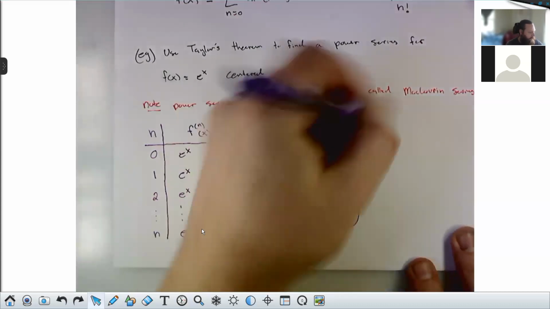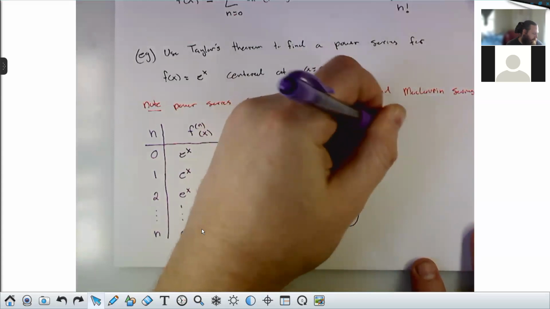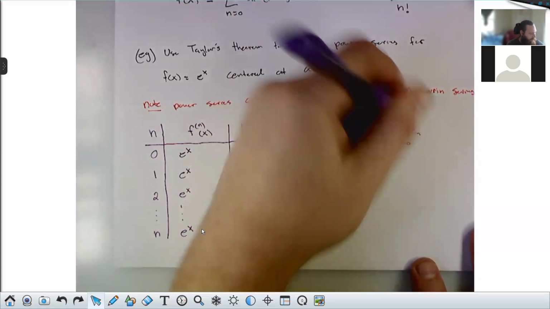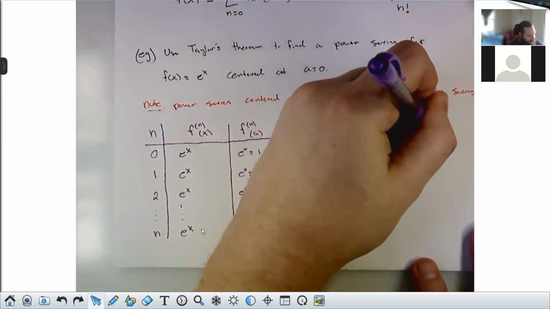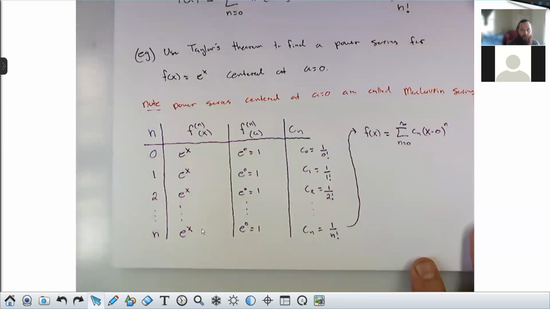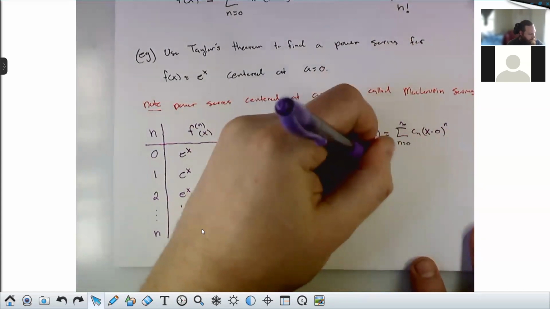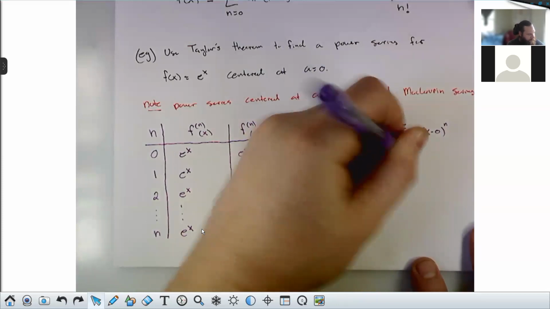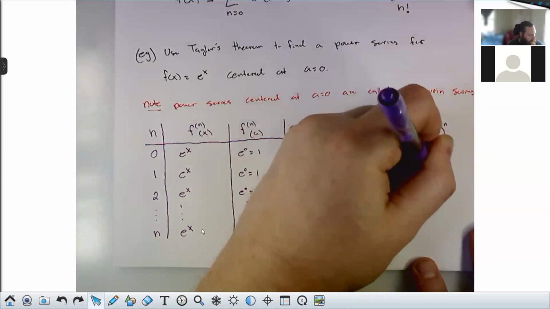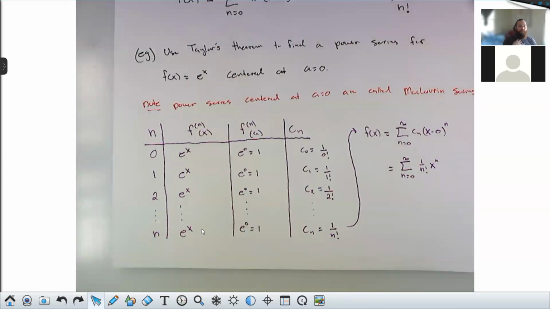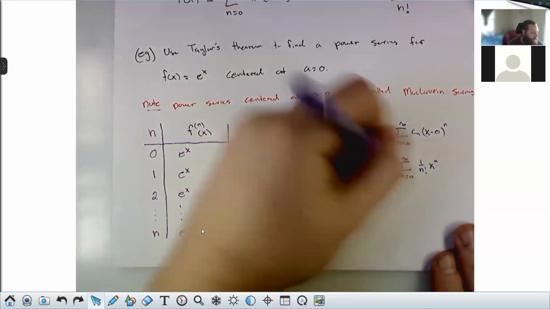So now I take this and I plug it in here. So f of x, according to Taylor's theorem, is sigma n from 0 to infinity Cn times x minus a to the n. Here a is 0. So that means we get sigma n from 0 to infinity, 1 over n factorial times x to the n. X minus 0 is just x. That's it. F of x was e to the x.